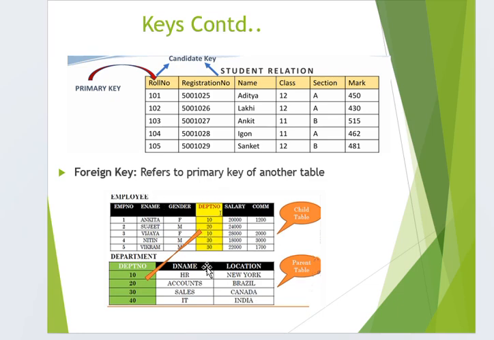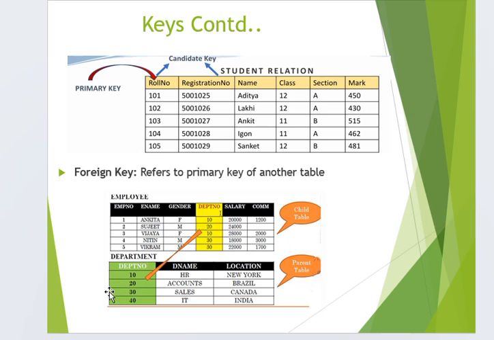Okay, now we have foreign key. There is one more key which is known as foreign key. It refers to the primary key of the other table. Now if you carefully observe these two tables, the employee table consists of employee number, ename, grade, department, salary and commission. This table comes by default with MySQL. The other table is the department table, which consists of department number, DNAME and the location where the department exists.